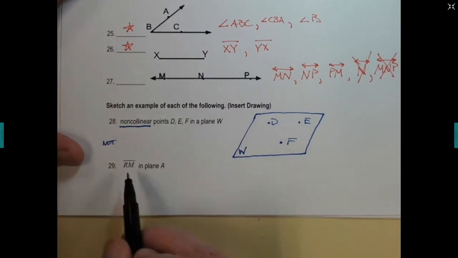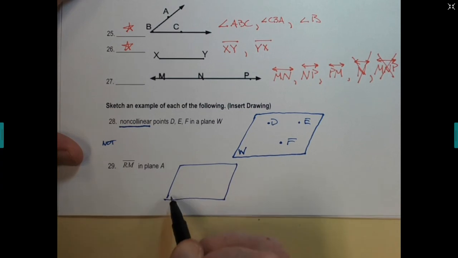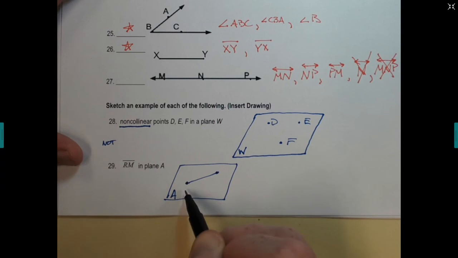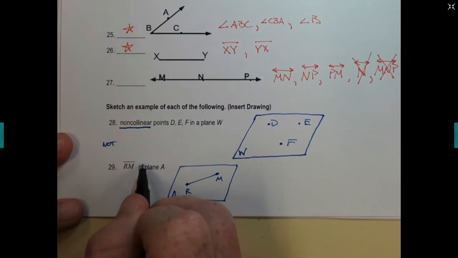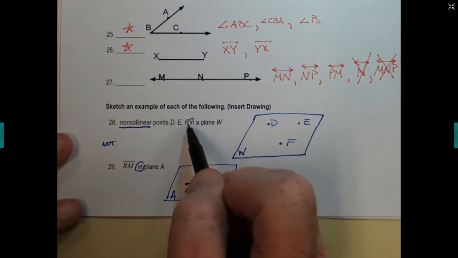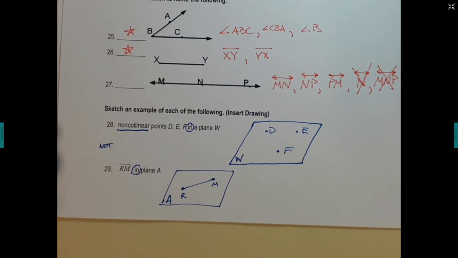So let's continue here. We want segment RM. We want it in a plane. So plane means a surface. Plane A. And I just need a segment RM. Make sure when you're doing these sketches that you have all the pieces being asked. And make sure if they say in, make sure you put it in there. In a plane. Put it in there. Don't put it on the edges. That's confusing. Put it in.